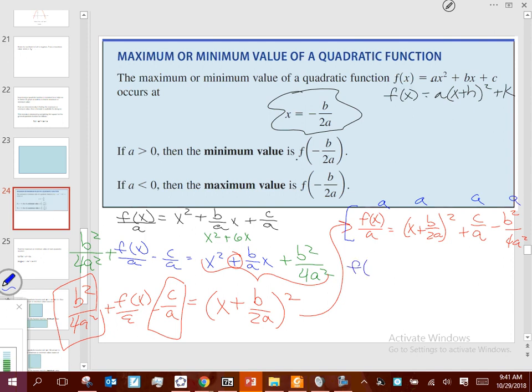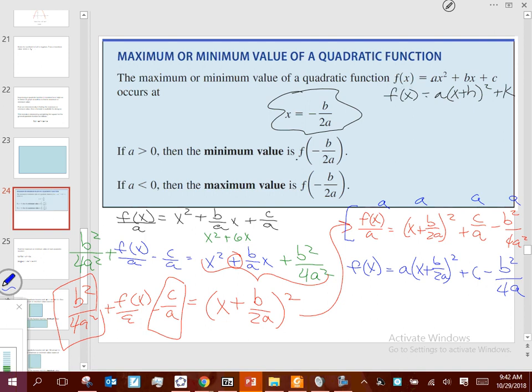So it gives me f of x equals a times x plus b over 2a squared, plus c minus b squared over 4a. Is that okay with everybody? And that right there is vertex form. But it doesn't look like the h and k vertex form, right?